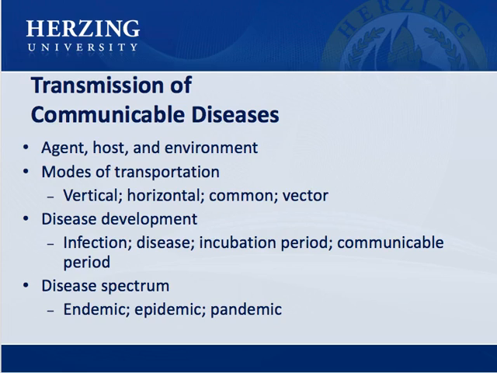Disease development. Exposure to an infectious agent does not always lead to an infection. An infection does not always lead to disease. Disease spectrum: the disease spectrum varies from a subclinical infection to a severe fatal disease. Endemic refers to the constant presence of a disease within a geographical area or population. Epidemic refers to the occurrence of a disease in a community or region in excess of the normal expectancy. Pandemic refers to an epidemic occurring worldwide and affecting large populations.